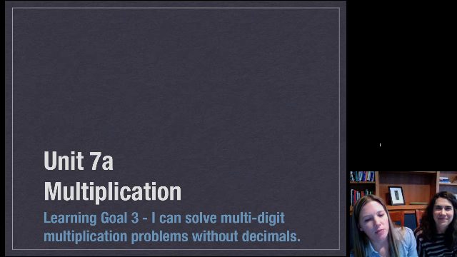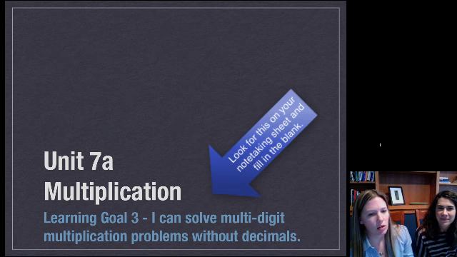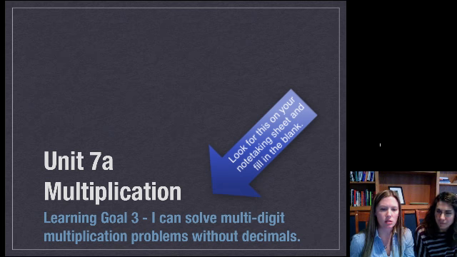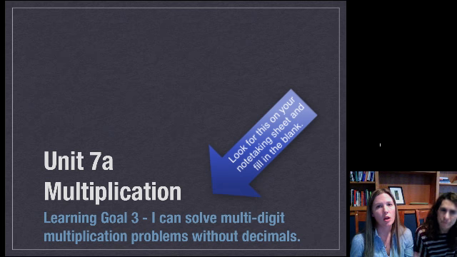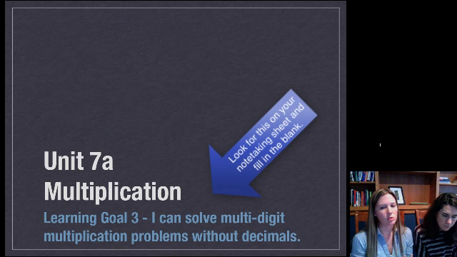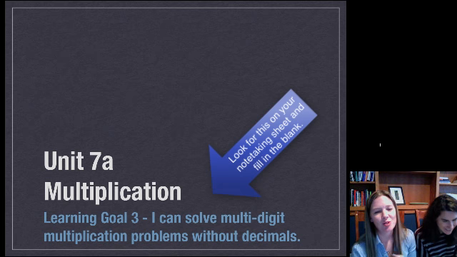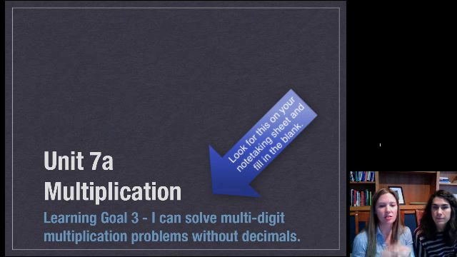So the first part, and Learning Goal 3 is actually divided into 3 videos because there's 3 different ways that you can multiply, and we're going to show you all 3 so you can then choose which one you prefer. But we wanted to make shorter videos rather than really giganto videos. So you're welcome. So this learning goal is I can solve multi-digit multiplication problems without decimals.